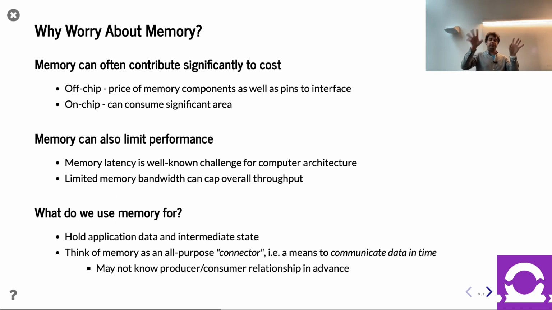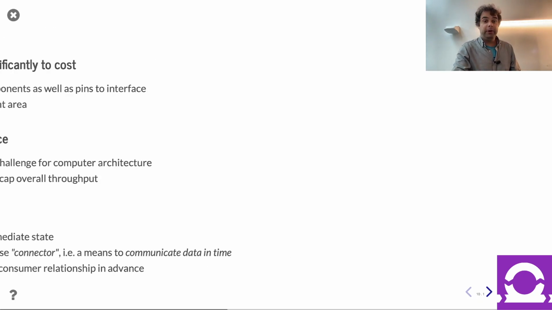But if you don't know who the producers and consumers are, often we put things in the memory as a way to hold on to it for a while until we know who needs it, because often that relationship is not known in advance. So like I said, memory is a way to communicate data in time. Beyond the philosophical aspects, just think about it more as: you're going to need memory, and we want to worry about it for both cost and performance reasons.